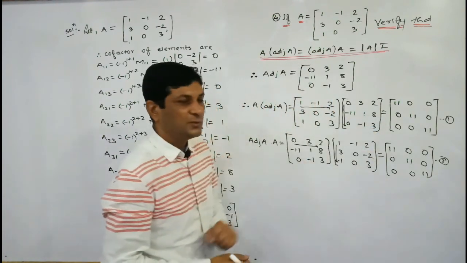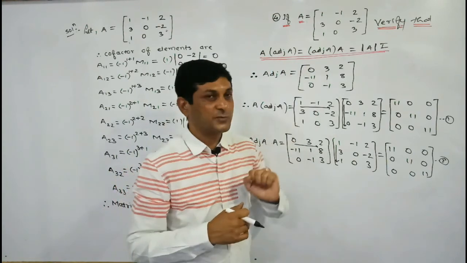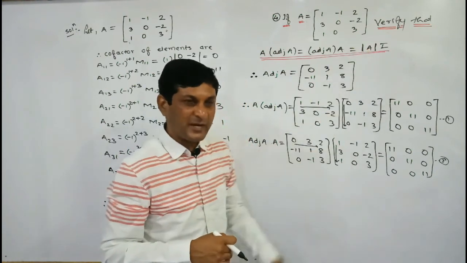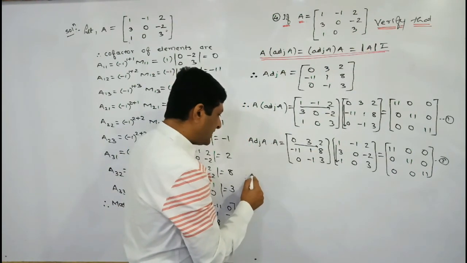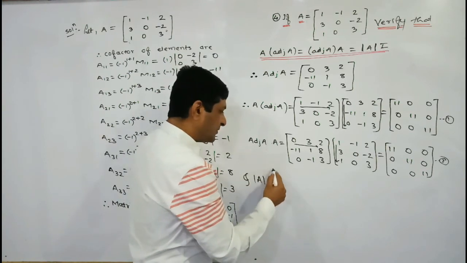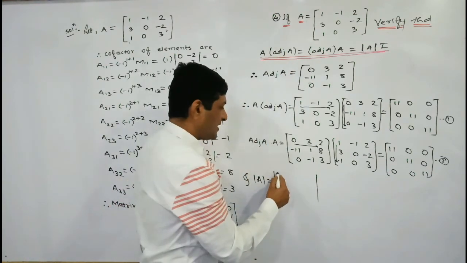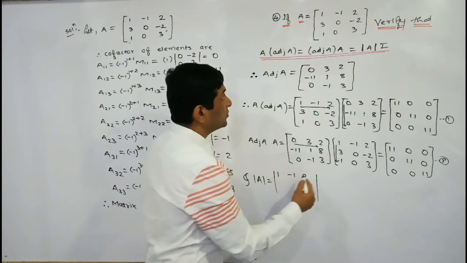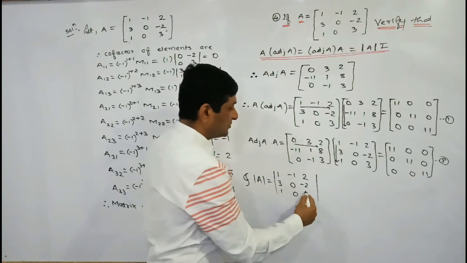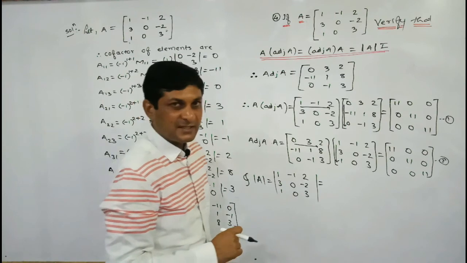So from these two results, or from equation first and second, we can observe that the first two terms are equal. Now to find the value of the last term, first we have to find the determinant of A. The determinant of A is equal to the determinant with all the elements of matrix A written in it. What are its elements? 1, -1, 2, 3, 0, -2, 1, 0, 3. How to simplify the determinant, that part we have already studied in class 11th.